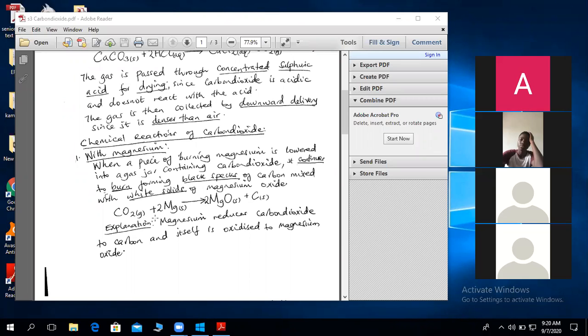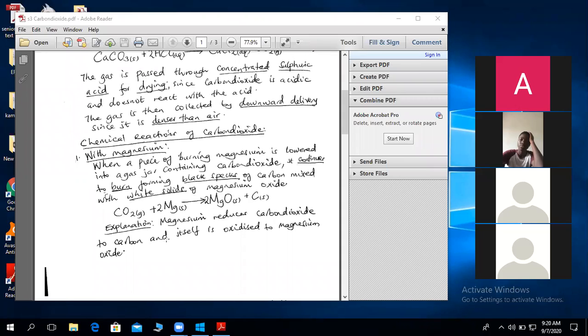So magnesium is higher than carbon in the reactivity series. Another person can say magnesium is more reactive than carbon, and therefore displaces it from its oxide, carbon dioxide, forming magnesium oxide, which is a white solid.